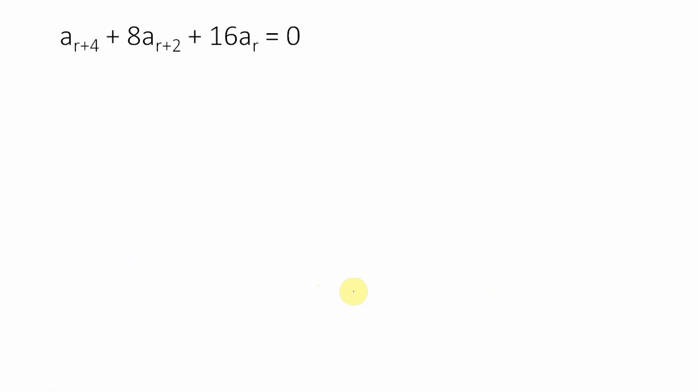Let's have one final example. AR plus 4 plus 8AR plus 2 plus 16AR is equal to 0. Now this question is slightly different in the sense that in the earlier questions I was using AN minus 1, AN minus 2, but here I'm using r plus 4, r plus 2 and r. But once again, it does not make any difference. So let's find out the characteristic equation.